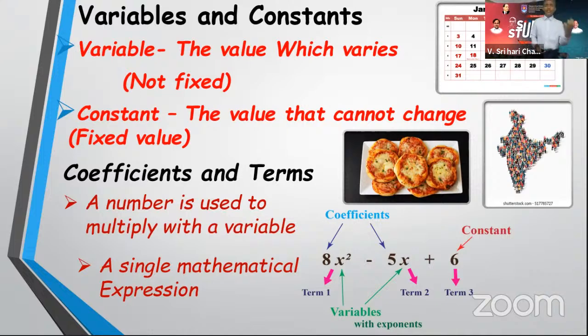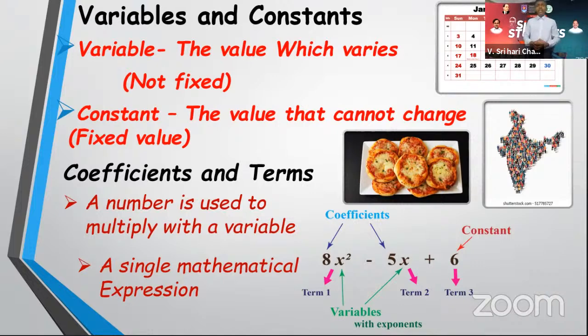Here the food item is a polynomial. So to make that food item, we need ingredients. So what are ingredients? Variables, constants, coefficients, terms, and non-integral power. These all are ingredients. So to make the food item polynomial, we need to add all of these ingredients.